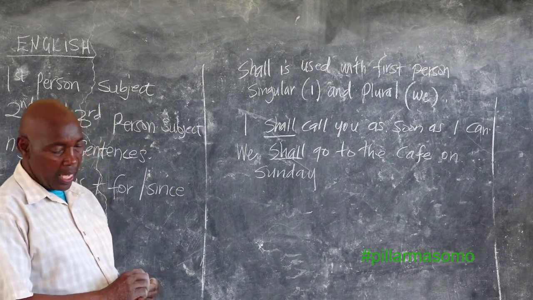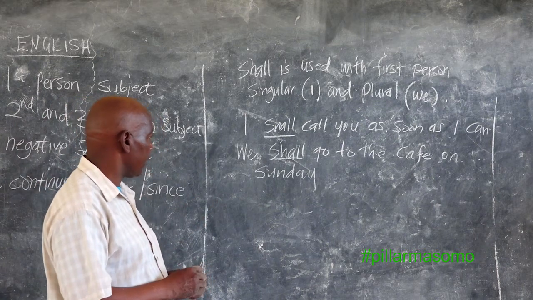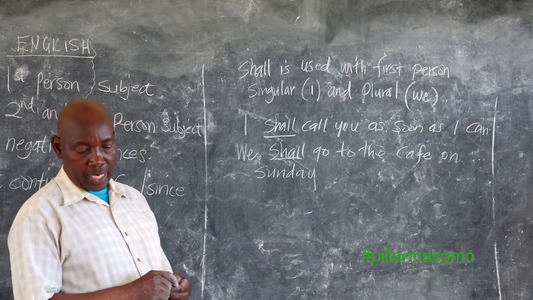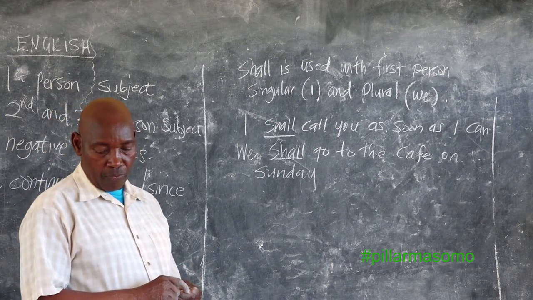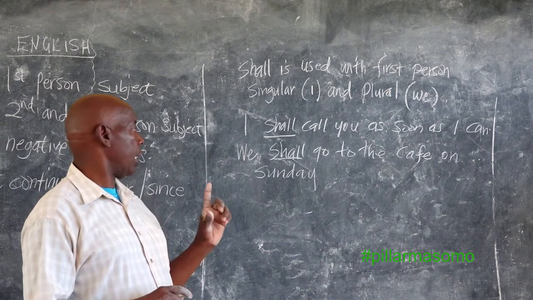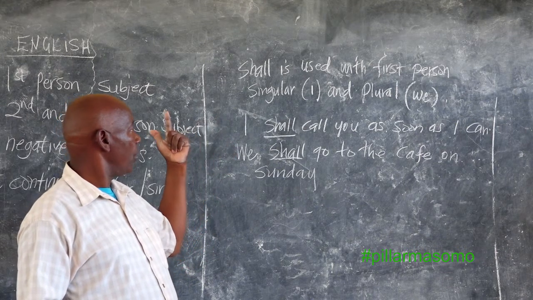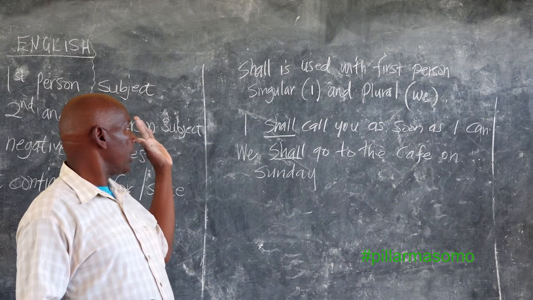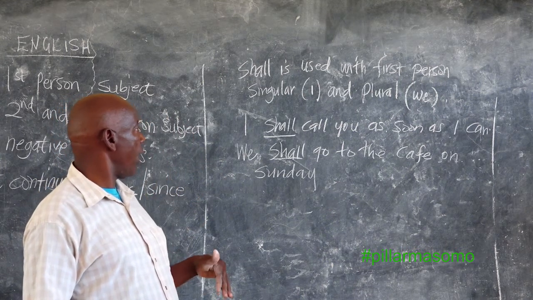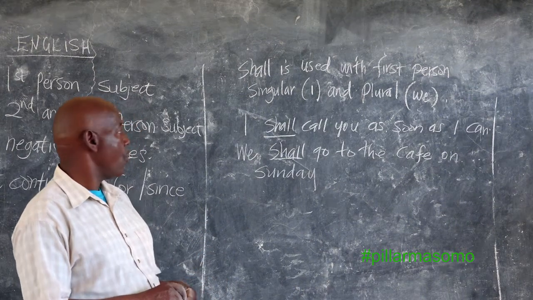Therefore, with this example, I would request that you learners write 5 sentences of your own using shall, with plural we and with singular I. You can have 2 with singular I and 3 with plural we.